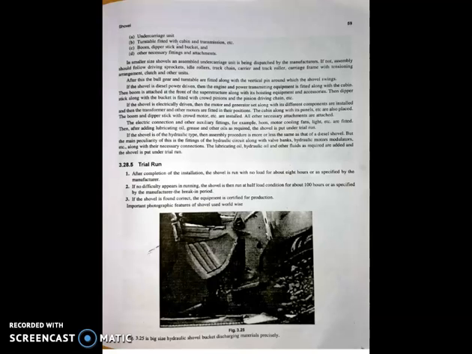After the installation, we need a trial run. After completion of the installation, the shovel is run with no load for about 8 hours or as specified by the manufacturer. If no difficulty appears in running, the shovel is then run at half load for about 100 hours or as specified by the manufacturer. If the shovel is found correct, the equipment is certified for production. Here are some important pictures of the shovel used in the field.